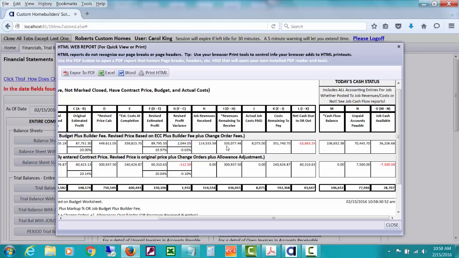We're actually showing revenues that we still have to receive, actual job costs paid, costs remaining to pay, net cash that's due in or out, the net of all of this. We're still expecting some. But we see that our cash flow balance as of today for that job is this much, and that we have unpaid accounts payable of this much. So really, we've posted this much. Job cash available to us is $36,000. That's interesting information if you're considering doing a profit transfer out of the checking account that stuff was in and into your overhead. You don't want to shortchange yourself for the cash.